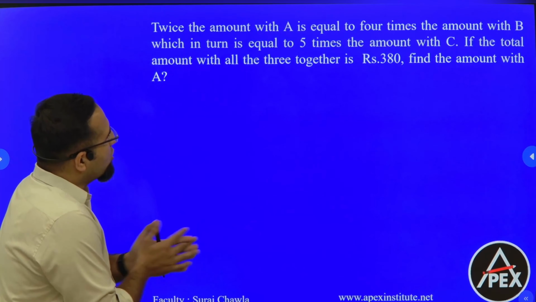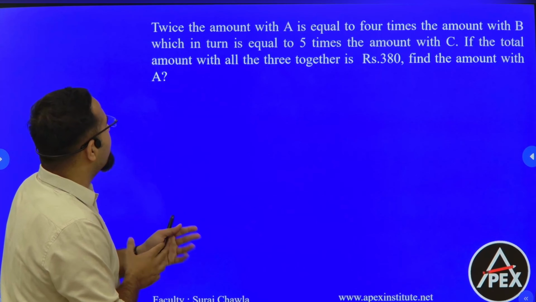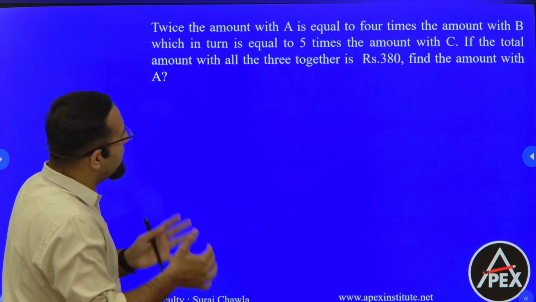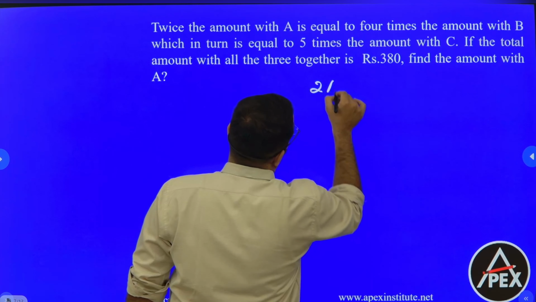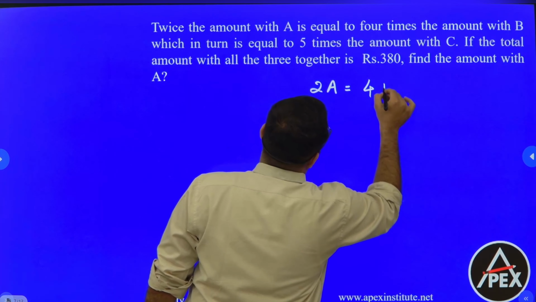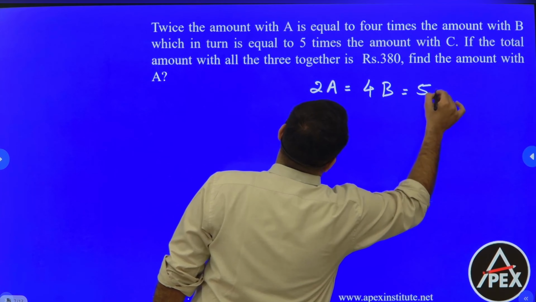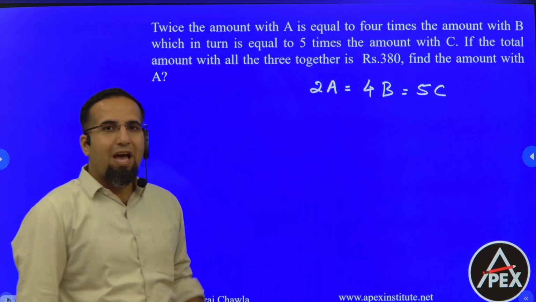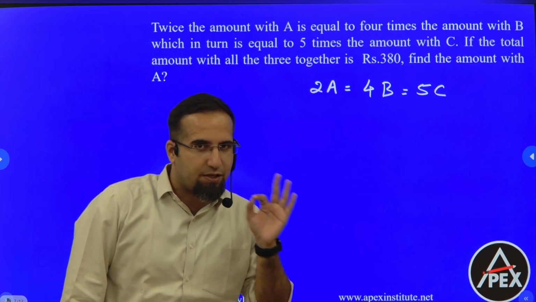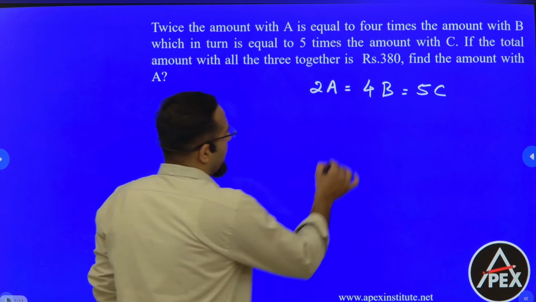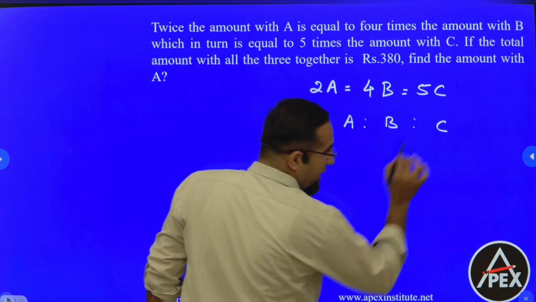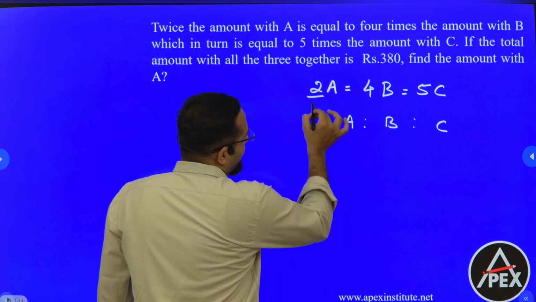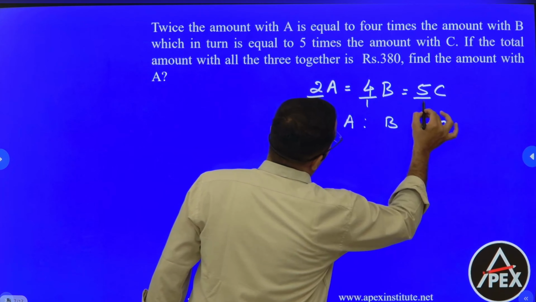Now twice the amount with A is equal to 4 times the amount with B, which is in turn equal to 5 times the amount with C. So what am I given? I am given 2A is equal to 4B, which is equal to 5C. Now we have equal to sign. We have discussed if we have equal to sign, the ratio of A is to B is to C will be what guys? Will be inverse of these coefficients.